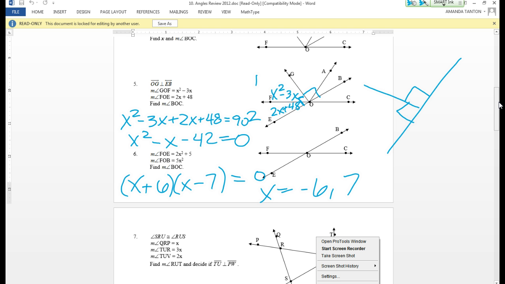Sometimes we keep both answers, and sometimes we throw one out. So let's see if we need to throw any of them out. Negative 6 squared, what's that?